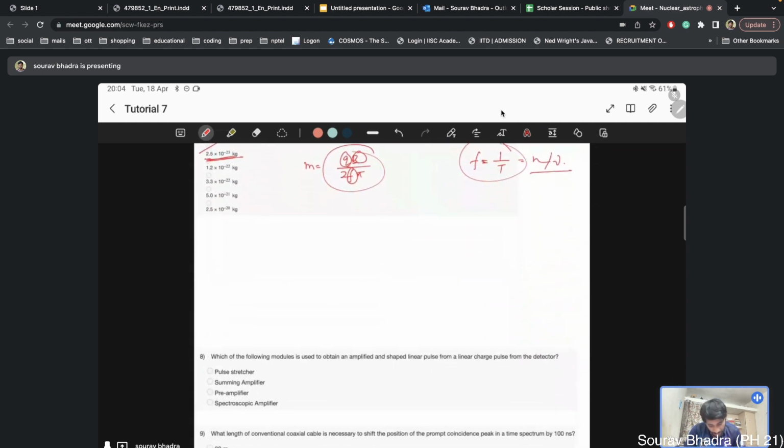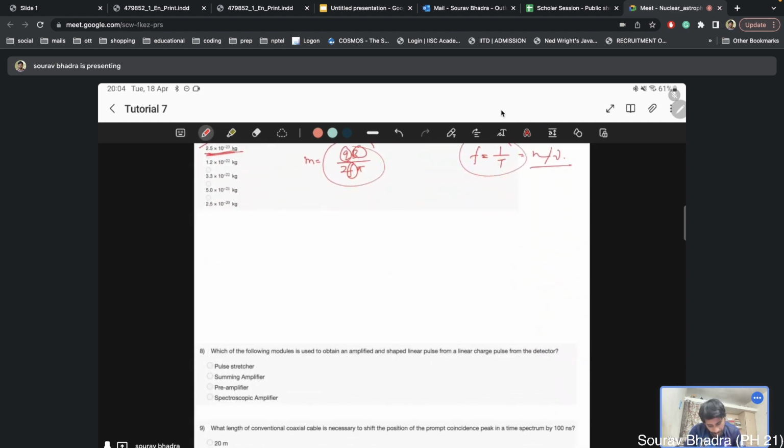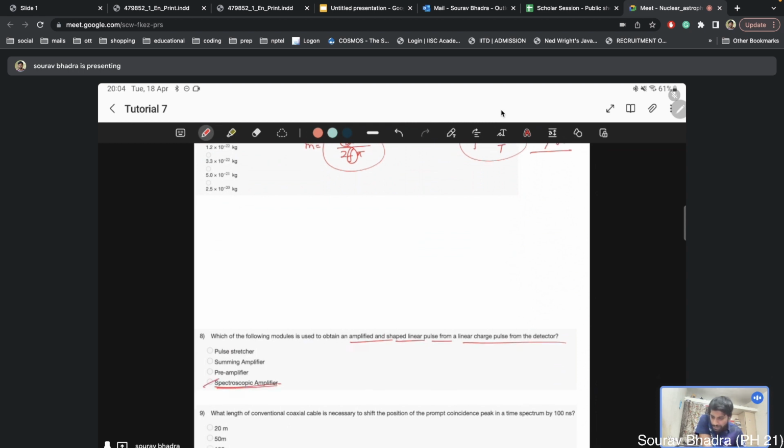So 7 is done. 8 is also a theoretical question. Which of the following modules is used to obtain an amplified and shaped linear pulse from a linear charge pulse from the detector? So the answer is actually D. It is a spectroscopic amplifier.